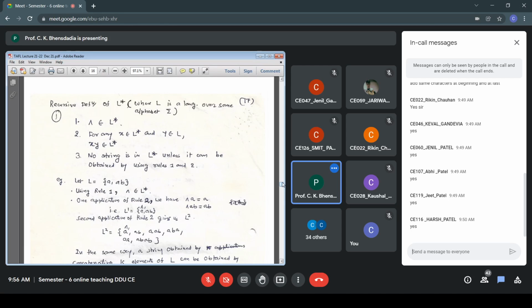Our rule number 2: existing elements are null, A, AB, and we take the concatenation. I'm not discussing all the things, but see, take AB from the first set. We are concatenating to that another AB to generate ABAB. Or we may take A from the first set, that is the existing elements of L star, and from the elements of L which are A, AB, from both I pick up A, I get double A. Similarly, you can get the remaining strings generated due to the second application of rule number 2. These are the elements in L star.